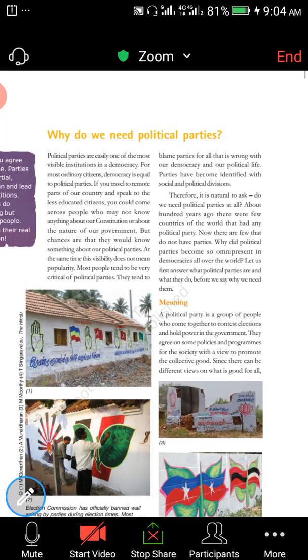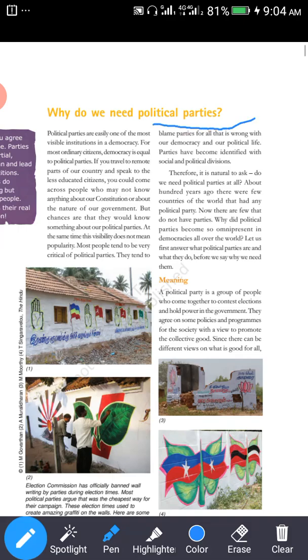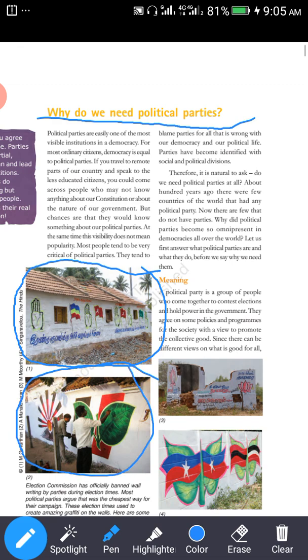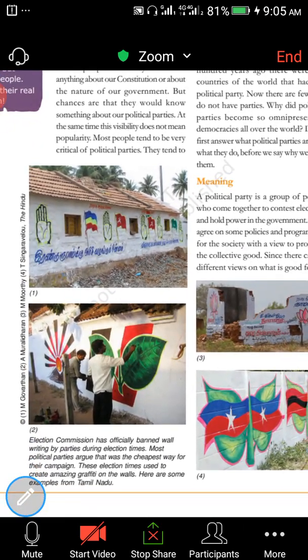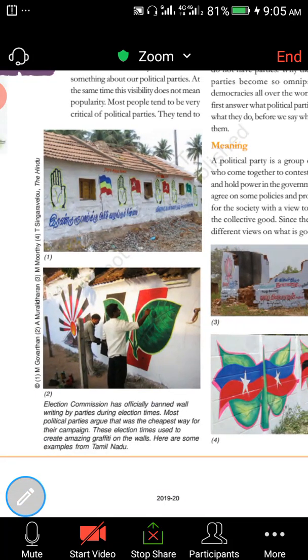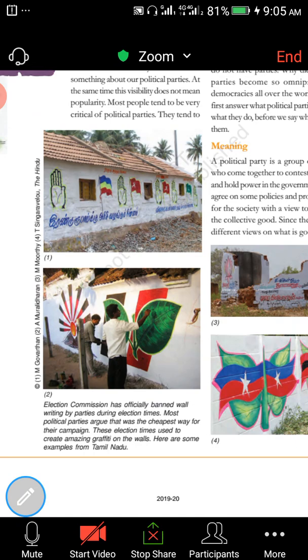Now, come to the point of why we need political parties. Firstly, you have to see these pictures. What are you seeing in these pictures? This picture shows houses in a rural area, and what is mentioned on these houses? The symbols of different parties. Are these symbols regional or national? Some are national level and some are regional level.